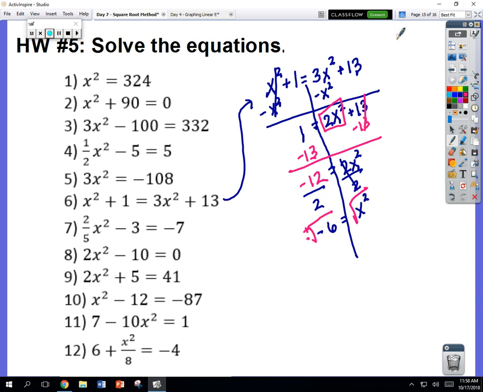And I can't break down 6. There's no perfect squares that go evenly in there, but I can change this to square root of negative 1 times square root of positive 6. Square root of negative 1 is i. So this is actually plus or minus i square root of 6.